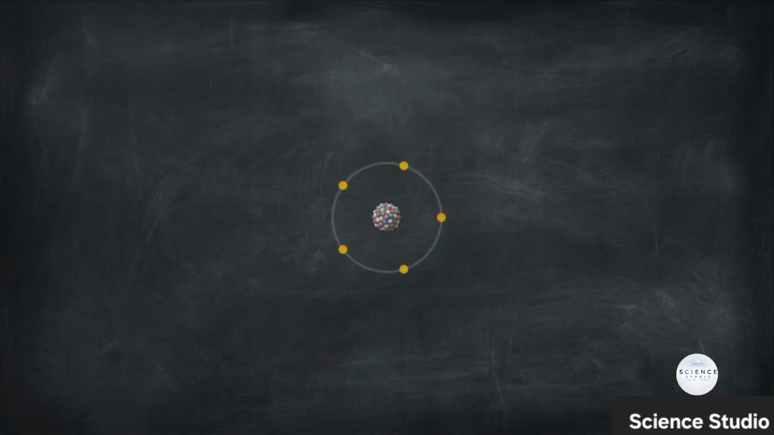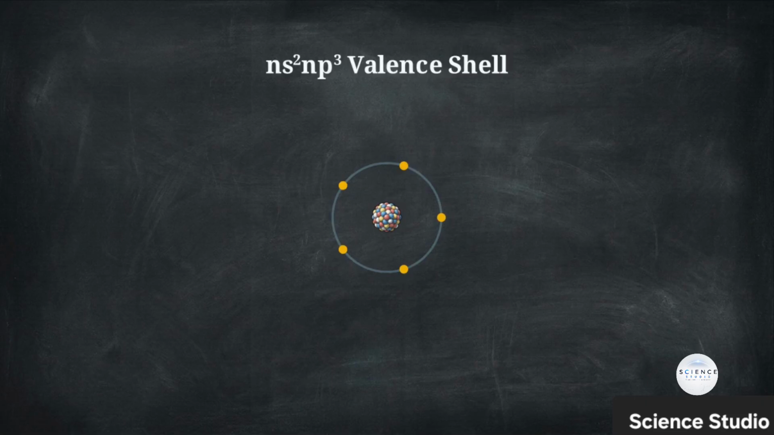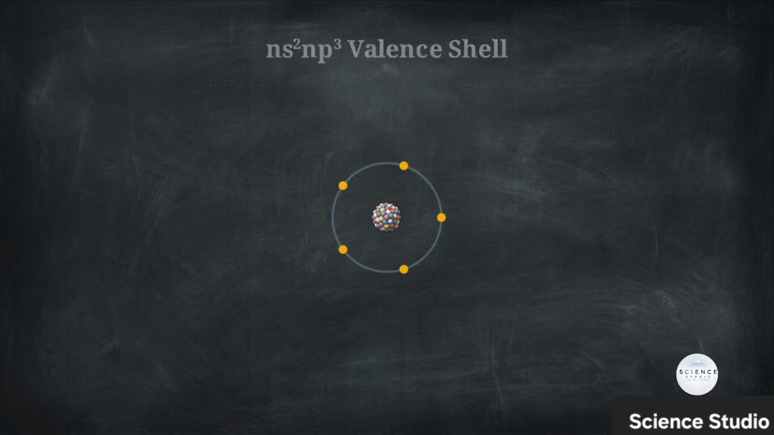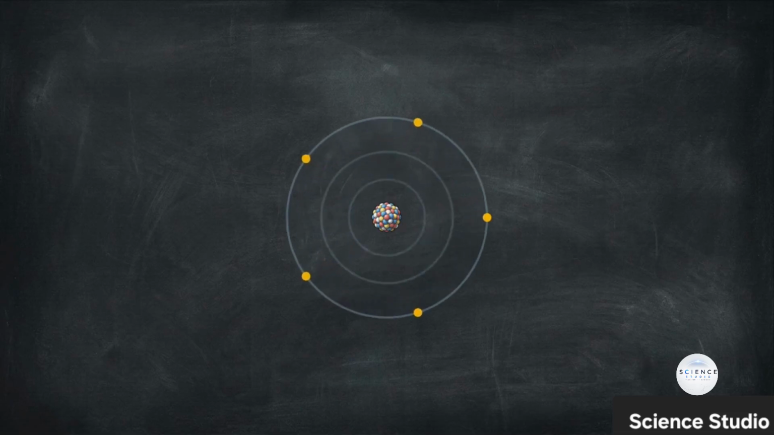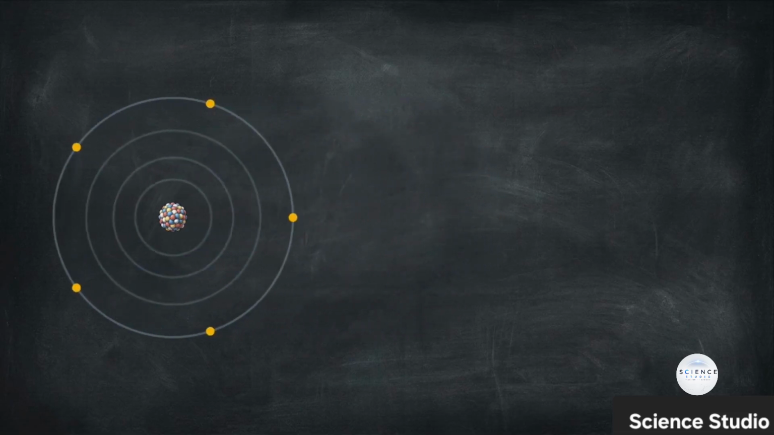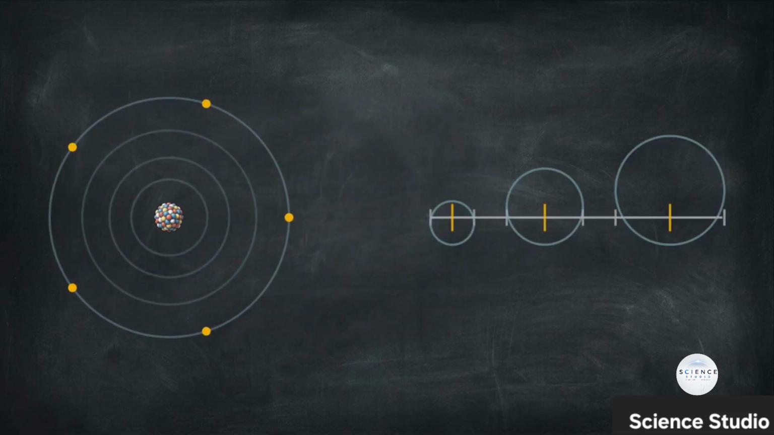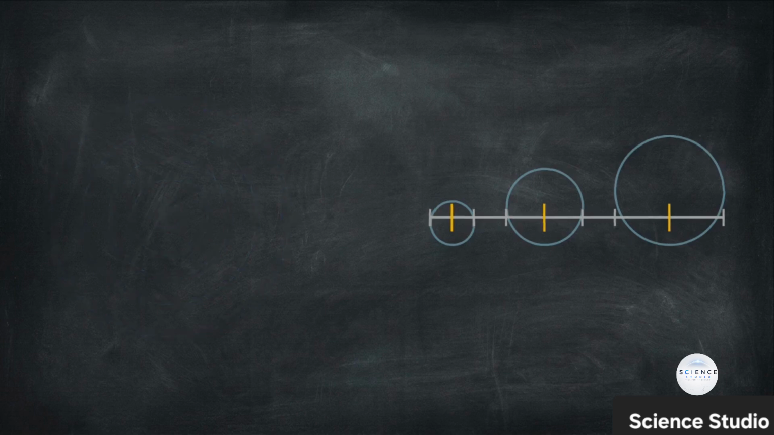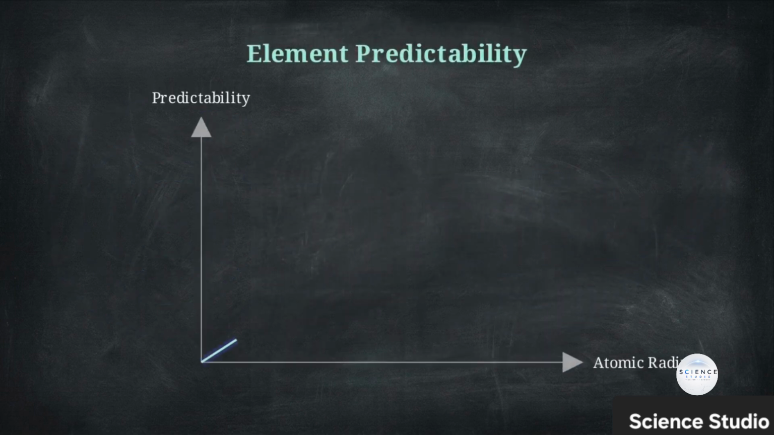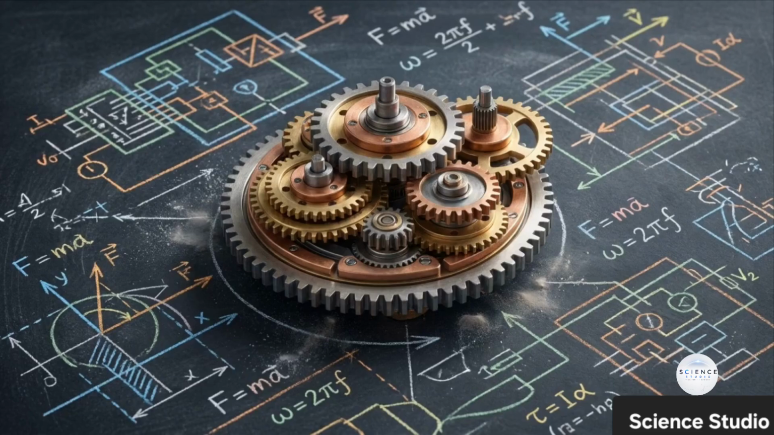Every element here shares a specific quantum architecture, an ns2 np3 valence shell with exactly 5 outer electrons. Moving downwards, principal quantum numbers increase, atomic mass grows, internal shielding thickens, and the atomic radius expands, pushing the valence structure further outward. By tracking this single metric of expanding atomic radius, we can predict exactly how these elements will behave and manipulate their structures for specific technological needs.